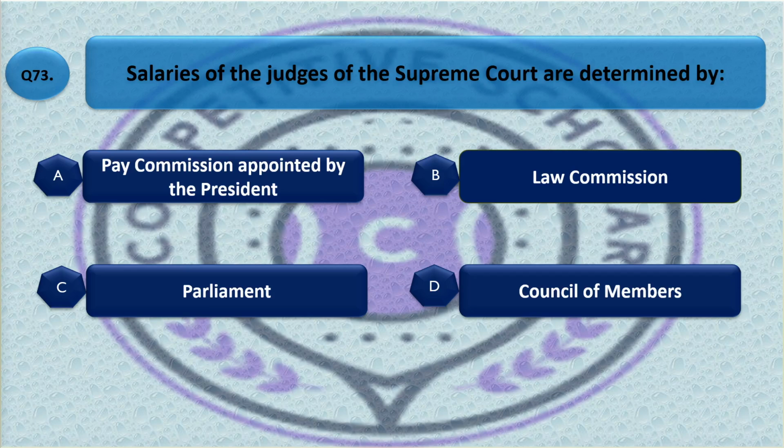Question number 73. Salaries of the judges of the Supreme Court are determined by pay commission appointed by the President, law commission, Parliament, council of members. So it's an easy one. Just try it on your own and check the answer. So answer is C.